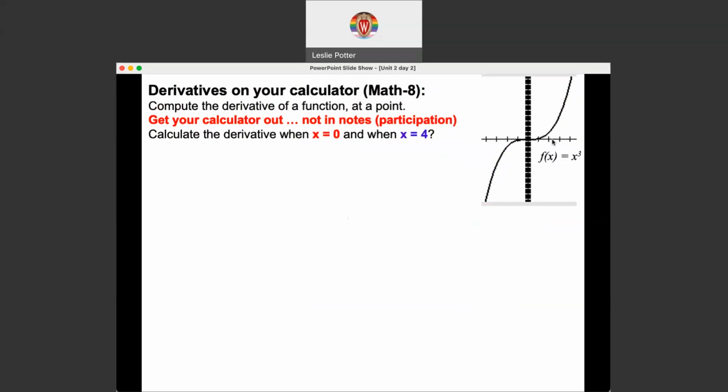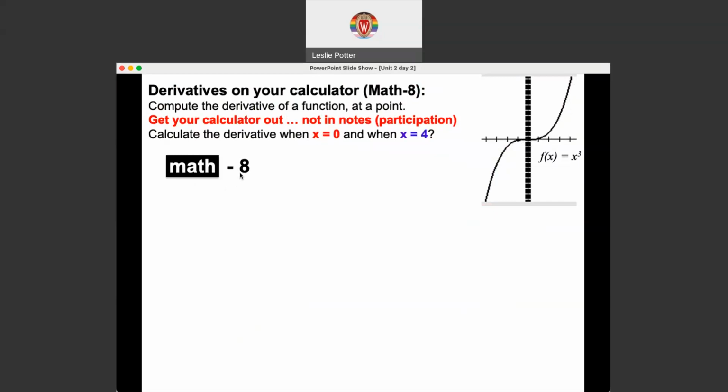So you can probably guess what the slope is at the origin. It would be harder to guess what the slope is up here, to the tangent line. It looks pretty vertical. Okay, so calculating the derivative on your calculator is using the Math 8 key.